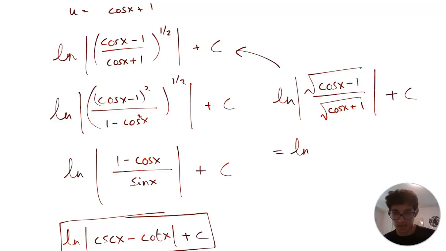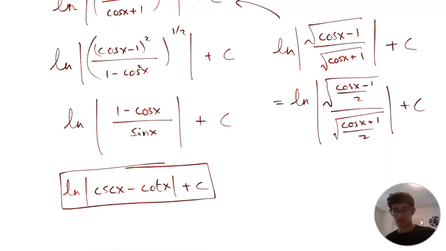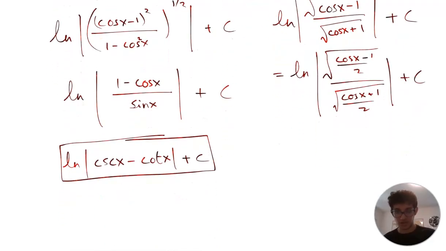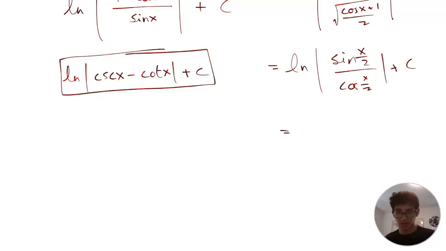And that's going to be exactly the same as the natural log of cosine x minus 1 over cosine x plus 1, to the 1 half, plus c. And it looks like, what are you doing? Is this some voodoo magic? No, it's actually the half angle formula. And what we get here is natural log of sine of x over 2 over cosine of x over 2 plus c. And so it's kind of nice because now you just get natural log of tangent of x over 2 plus c. So this is a little bit more compact, a little nicer.